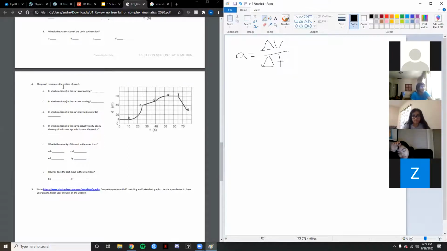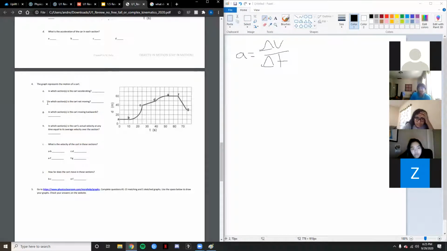So for E, you would write that line BC and line DE are accelerating, because line AB is staying constant, line C to D is staying constant, and line F to G is also staying constant. There's not a change in velocity in those lines. So your answer would be BC and DE.